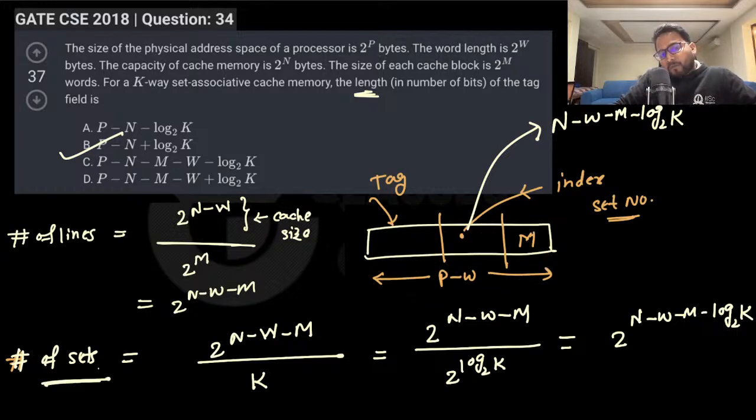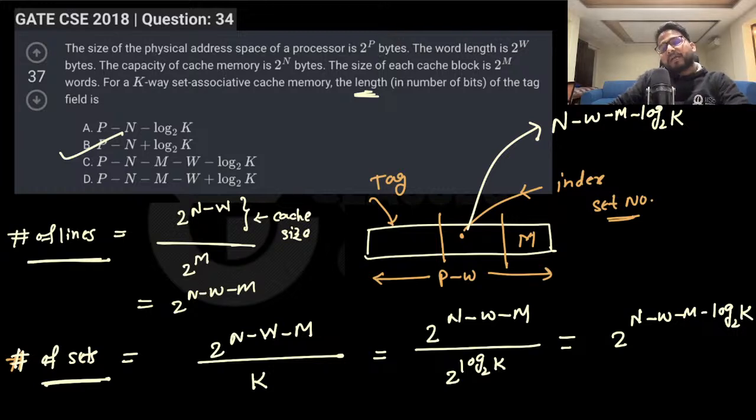For that you find out the number of lines, which is cache size divided by line size. So what is the line size? 2 power m, right? So you divide like this, and it is the number of lines. For the number of sets, you again divide by k, and then you will get the number of sets. The only trick here is to find out the number of sets. Once you find that, everything will be easy.